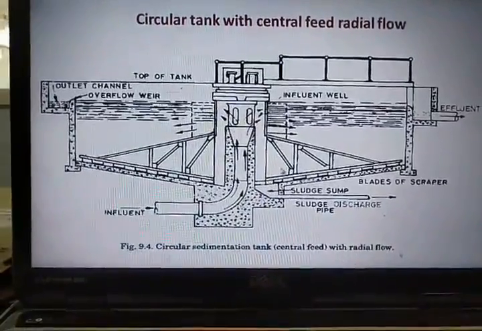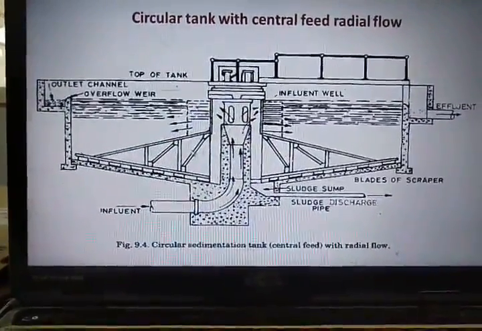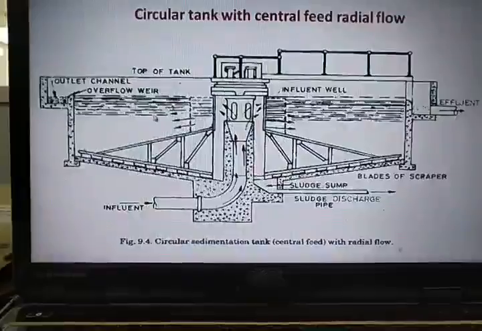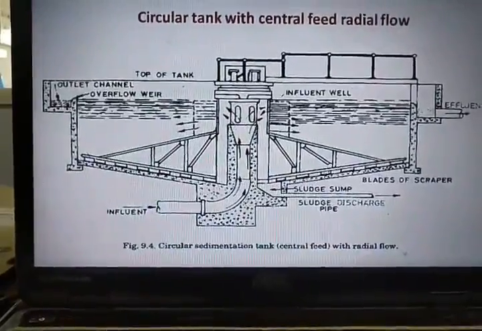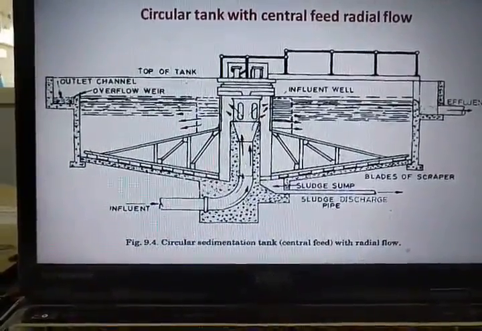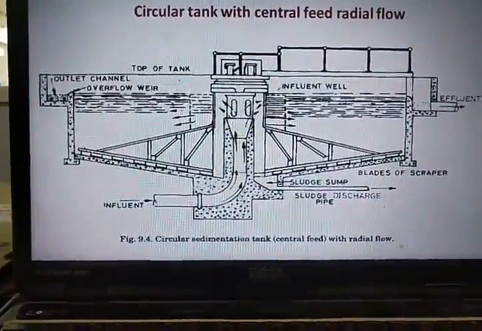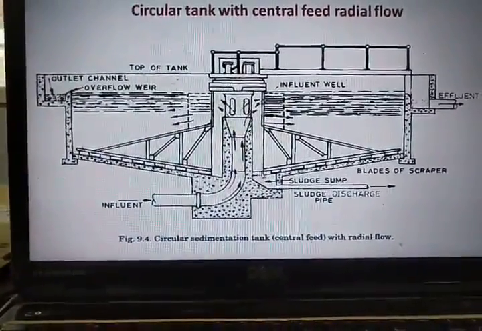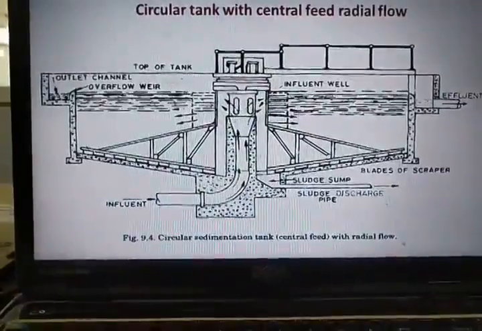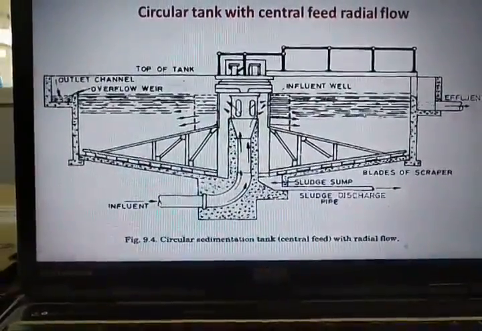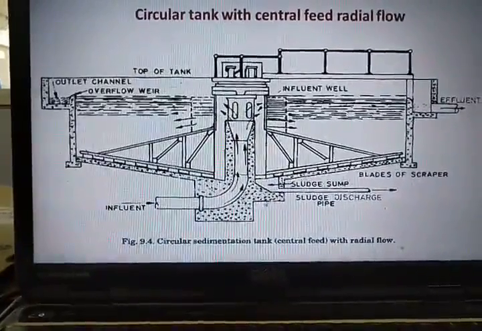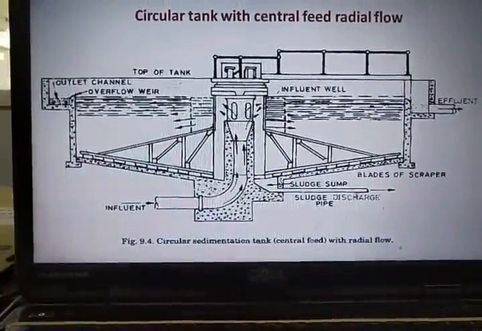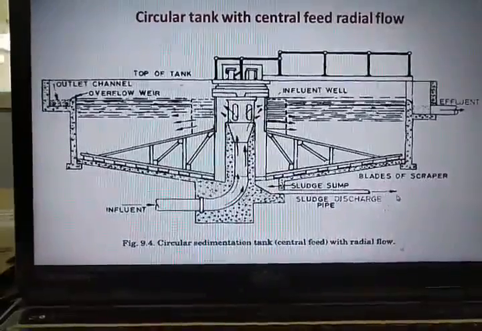And this is what I was talking about, the scraper. Okay, so as you can see, this scraper is connected to a drive motor at the top, and this will be constantly rotating at low RPMs. The bottom, as you can see, has some slope, so that the settled sludge is brought into this sludge settlement zone. From this the sludge can be discharged, and this is called a sludge discharge pipe. Okay, so it can be discharged from the bottom.